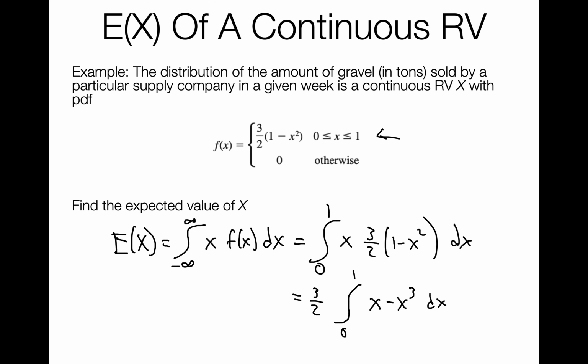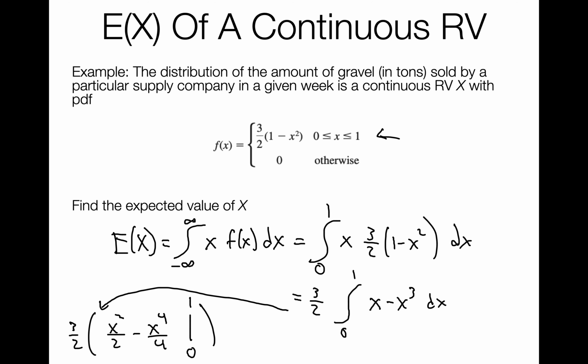Integral from 0 to 1. So if we move over here, we get 3/2 times, now if we take the antiderivative here, we get x squared over 2 minus x to the 4th over 4. And that is evaluated on the interval 0 to 1, or it's evaluated at 1 and at 0. Okay, and then you multiply by 3/2.